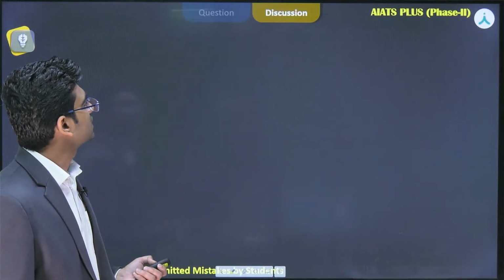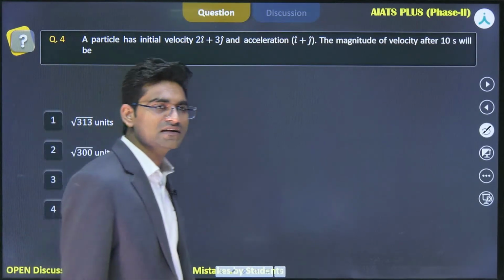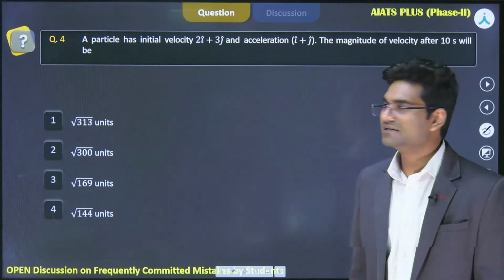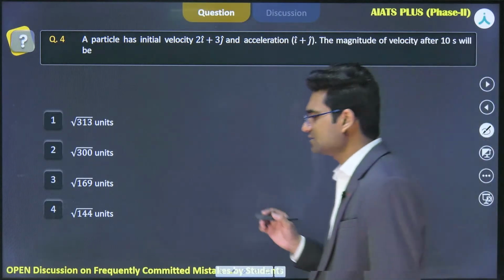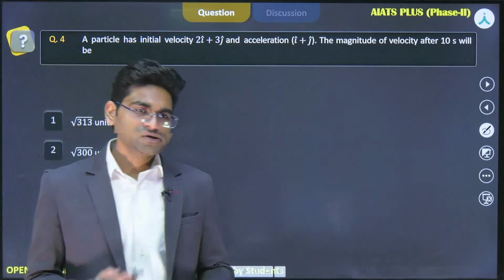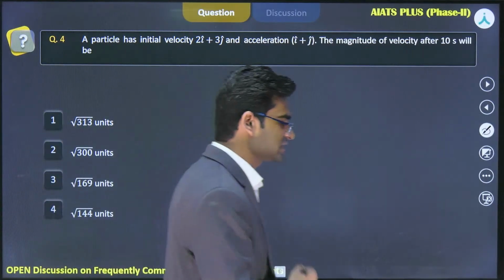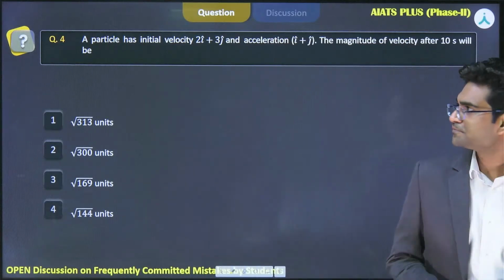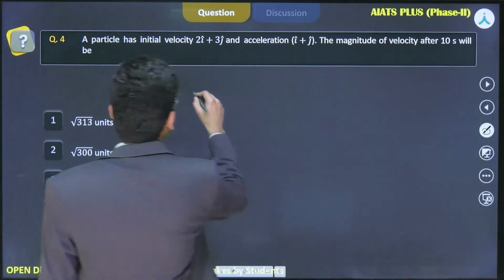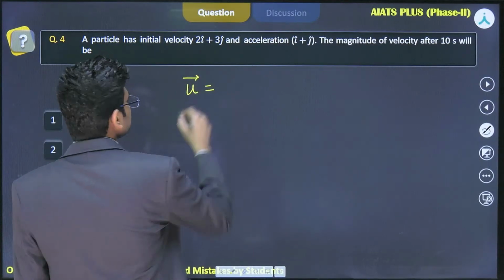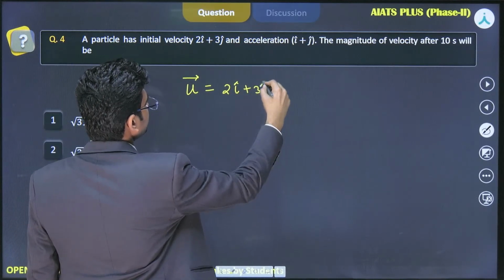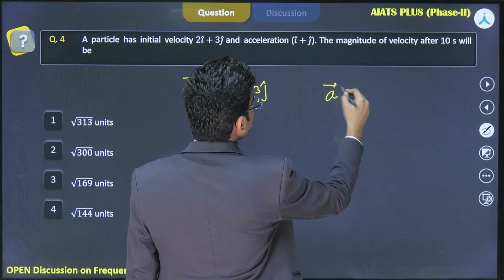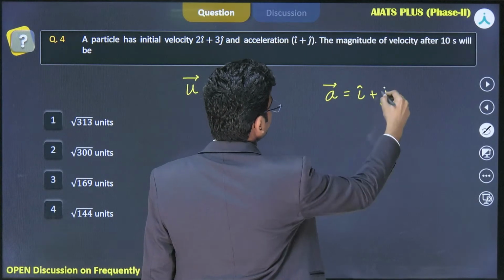The next question says a particle has initial velocity 2 i cap plus 3 j cap and acceleration i cap plus j cap. The magnitude of velocity after 10 seconds will be. Again, this question involves some knowledge of vectors, and it is from motion in a plane. Initial velocity is given to me. Let's assume this as u vector, which is 2 i cap plus 3 j cap, and the acceleration is given as i cap plus j cap.